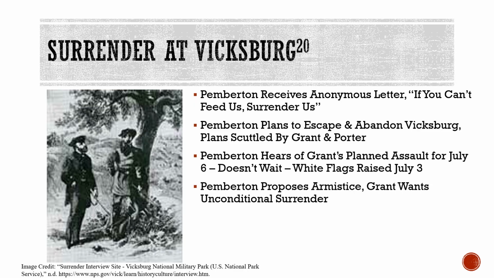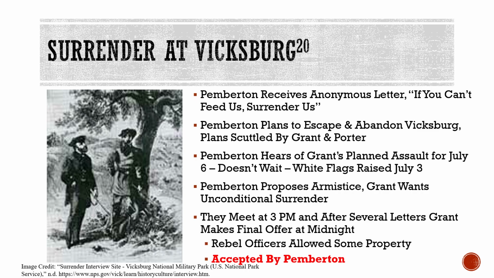Pemberton proposes an armistice. Grant wants an unconditional surrender. They meet at 3 o'clock on July 3rd, and after several letters, Grant makes a final offer at midnight. Basically, he proposes that the rebels are allowed to keep some of their property. In other words, there was no way he was going to be able to capture all 30,000 men. So he allows them to be paroled. This is accepted by Pemberton at midnight, and that's basically the end of the siege.